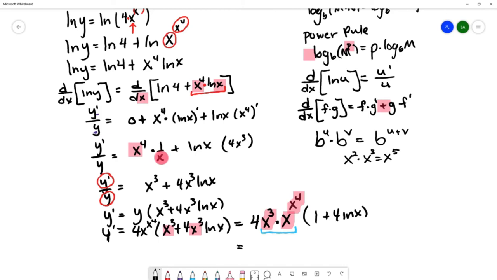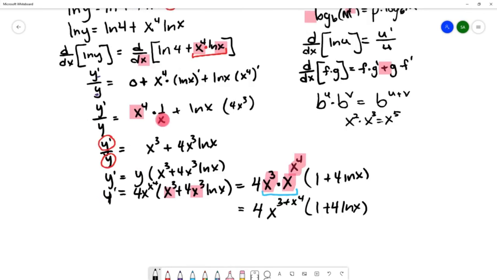So we have the same base, and we're going to add the exponents. That's 4 times x to the 3 plus x to the fourth times 1 plus 4 natural log x. And if you prefer, like I do, I like to write the powers in descending order. So I would write this 4 times x to the fourth plus 3 power times 1 plus 4 natural log x. And I think that's just about as far as we can simplify it.